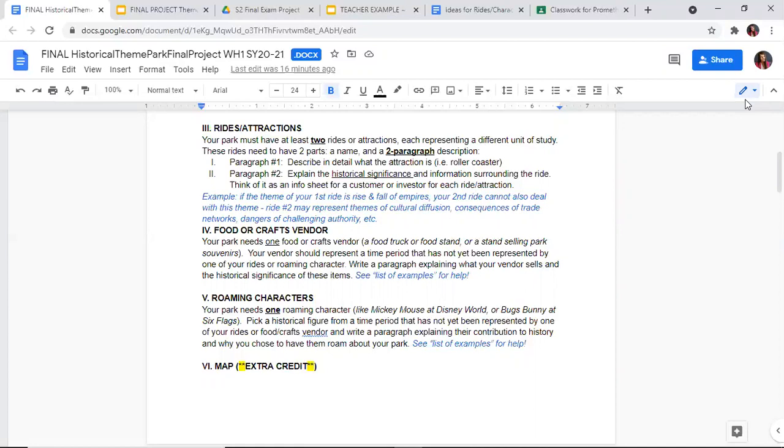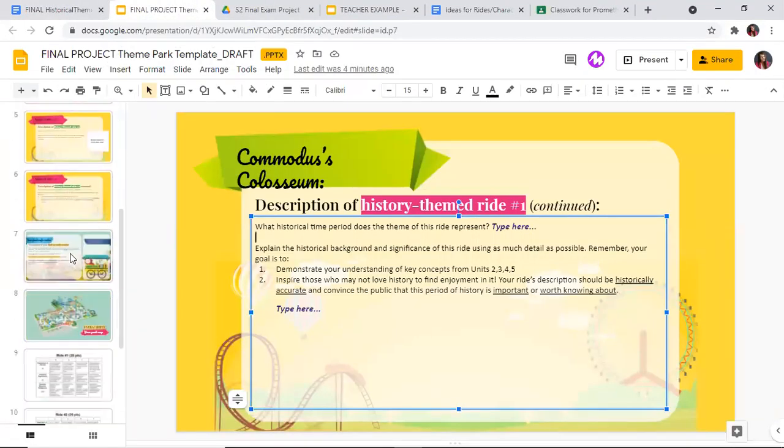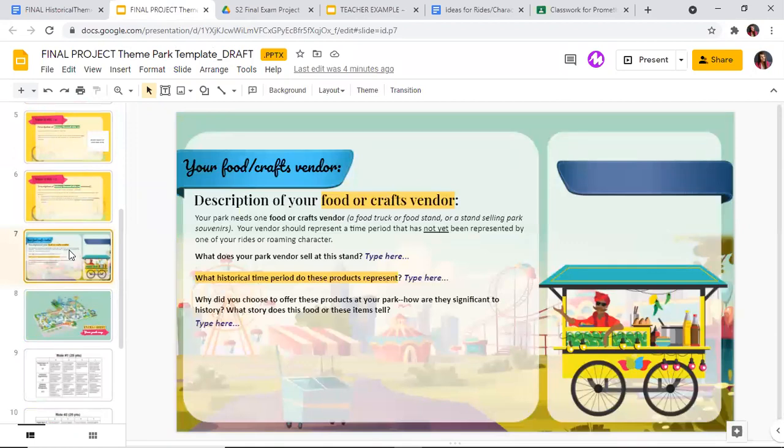Remember, even vendors and food stands and souvenir stands in a park tend to be part of the overall theme. You still want to attract people to visit it. And you will write a paragraph explaining what your vendor sells and the historical significance of these items. In the template, if we go down to slide number 7, it says your food and crafts vendor. You can leave this as your food and crafts vendor, but again, I really recommend to you that over here on the banner above the little cart, you name your vendor.